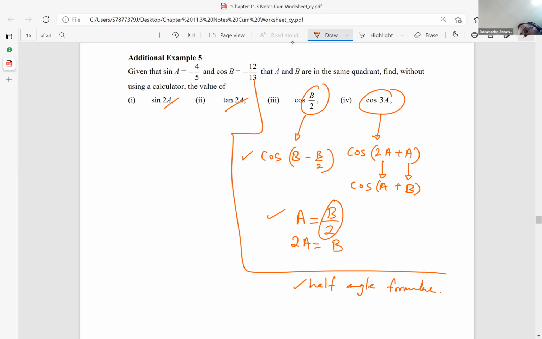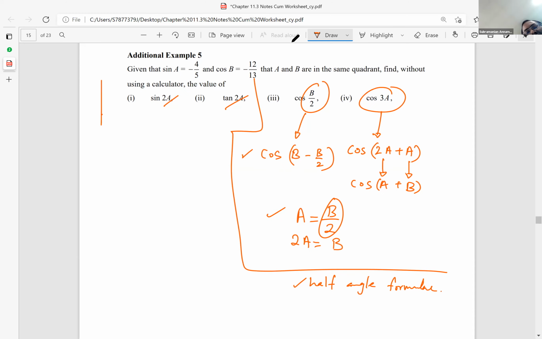Okay, so can we quickly do this right now? Let's erase this. Okay, so A and B are in the same quadrant. Oh, good. This one is something very similar to your year-end paper, remember, guys? So they are in the same quadrant. Rule number one, it must be in the same quadrant. And cosine is negative and sine is negative. So which quadrant does it belong to?